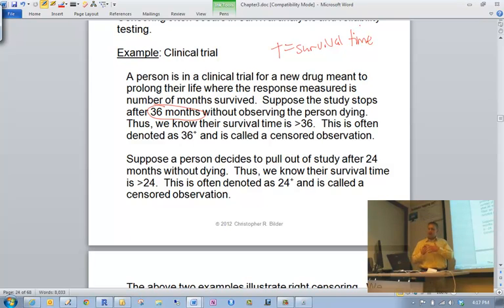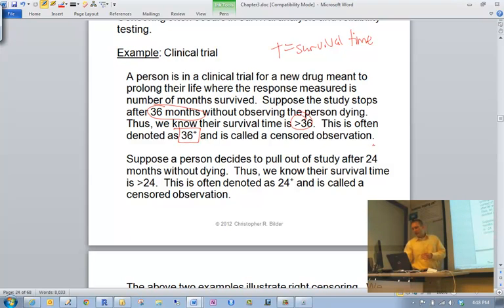If a person is in the clinical trial all 36 months and has not died, you can't just say that T is 36 for them, because they're still there. So this is an example of a censored observation. We have information up to 36 months, and then we know that the person is still living, but we don't know how long. So their actual observation is somewhere greater than 36. And in a data set, often you would denote this time as 36 plus.